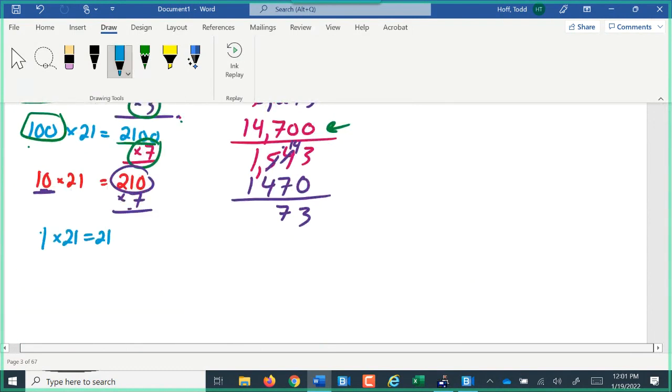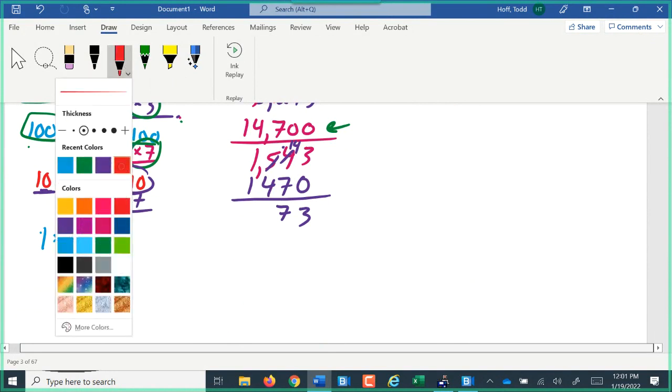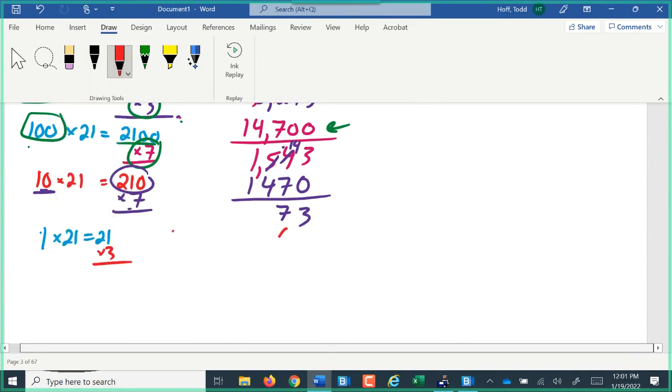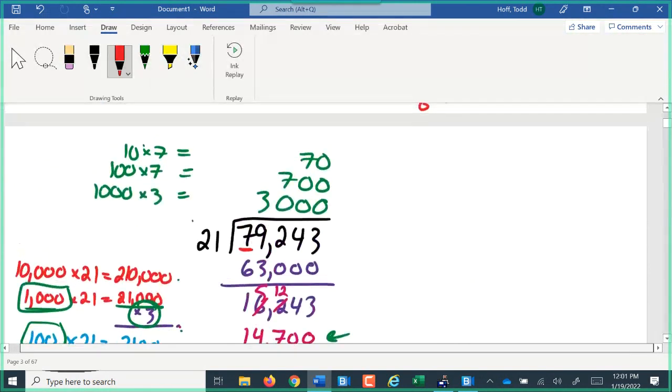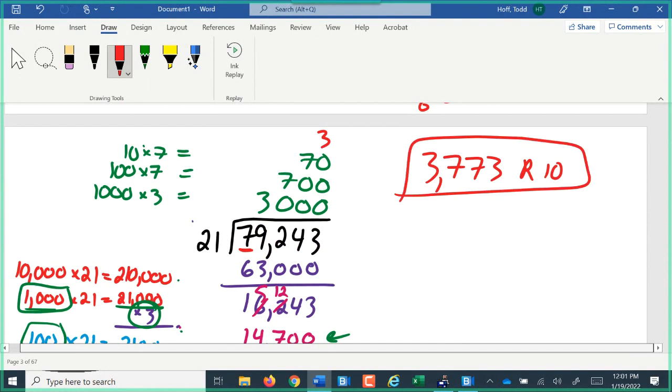We can subtract that here times. 21 times 3 is 63. There's 10 left over. So we just subtracted it 3 more times. 3,773 with the remainder 10. So when we divide 79,243 by 21, we get 3,773, remainder of 10.